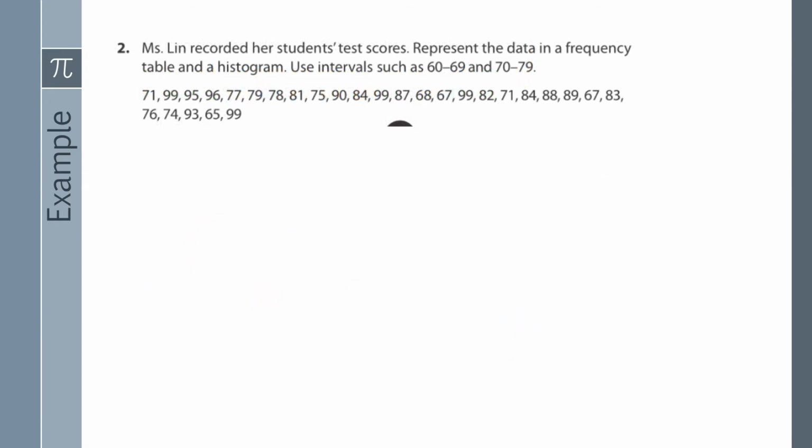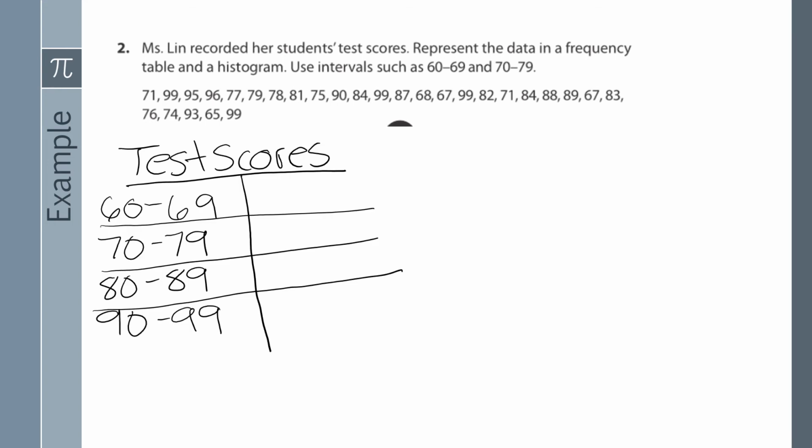Okay, so our last example, it says, Miss Lynn recorded her students' test scores. Represent the data in a frequency table and histogram. Use intervals such as 60 to 69 and 70 to 79. So I set up a quick little frequency table here since it says to use the intervals 60 to 69 and 70 to 79. I went ahead and just used that whole thing up to 99 because I noticed my highest score was 99 and my lowest was, I think, 60 something.